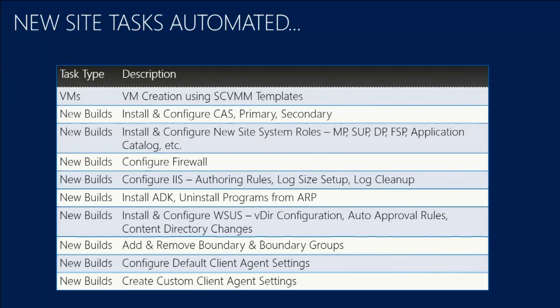Cuttlefish is going to talk to the SCVMM and then fire up a new virtual machine. Then it's going to do the prerequisites: it's going to install IIS and configure IIS for its log directory and log size, and configure the firewall rules. Then it's going to install other prerequisites, like the ADK and WSUS, and configure the WSUS content directory and the database location. Then it's going to install the central site first, and then the primary site.